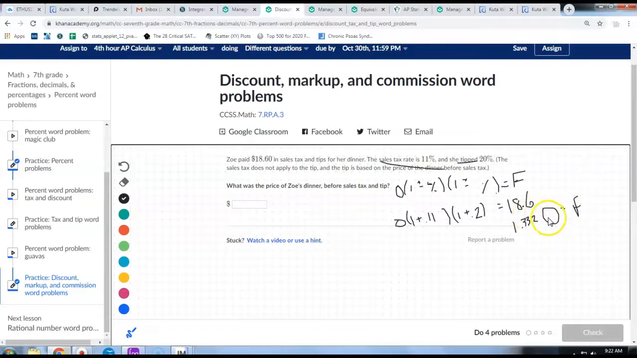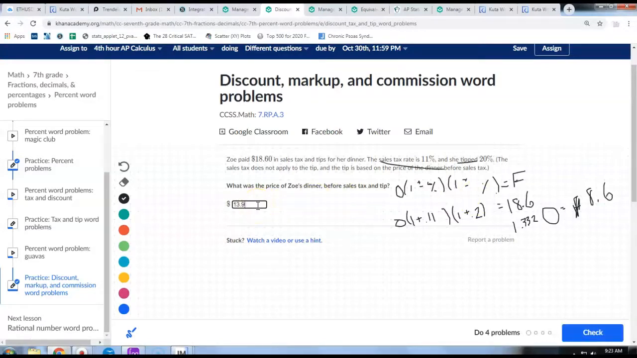You know, O might not be the best letter there because it looks like a 0. You could use like S for starting. That looks like a 5, so I don't know what you want to. And the final is 18.6. So then we're going to divide 18.6 divided by 1.332. And I get 13.96.